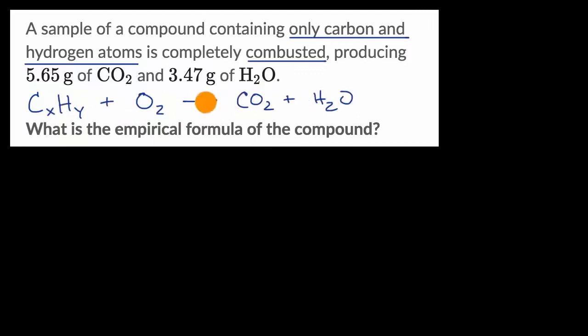I haven't balanced it. I could try to, even with the X's and Y's, but that's not the point of this video. The point of this video is they tell us how many grams of the carbon dioxide we have and how many grams of the water we have. They tell us that right over there. And so what we need to do is say, all right, from that, we can figure out how many moles of carbon dioxide we have, how many moles of water we have, and from that we can figure out how many moles of carbon we started with and how many moles of hydrogen we started with. And if we look at those ratios, then we can come up with the empirical formula of the compound.